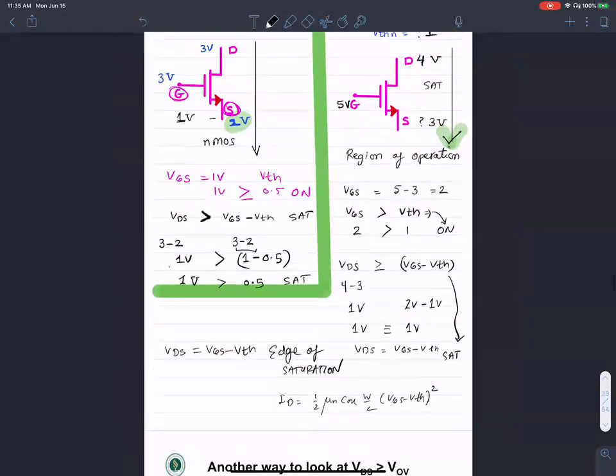But for now, just trust me that when it is off, it is off. When it is in linear region, there's a dependence of the drain current on the drain to source voltage. When it is in saturation region, the drain current is independent of the drain to source voltage. All it means is that the drain current is constant in saturation region. Okay, we'll talk about that more.